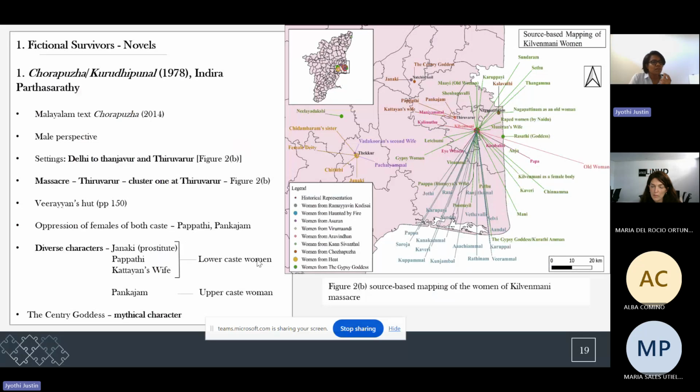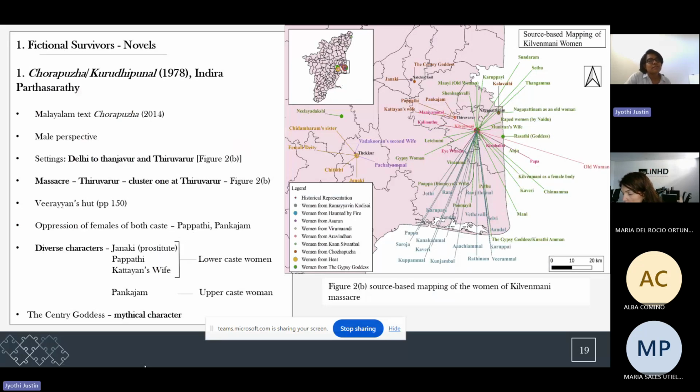So one fictional text that we are looking at is Purudipunal, and we can see that in all the texts that we have looked at, there is a use of mythical characters and also fictional and non-fictional characters. In this, there are only fictional characters, but the settings that are used in this narrative are actually geolocatable real places, ranging from Delhi to Tanjavur and Tiruvarur. And from this text, we were able to locate a cluster of female survivors in one particular place, that is Tiruvarur.